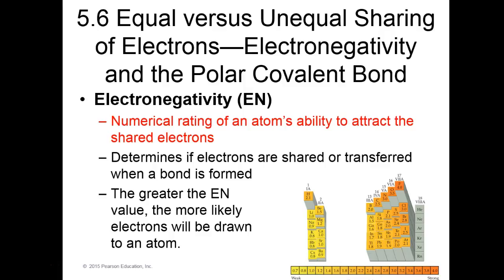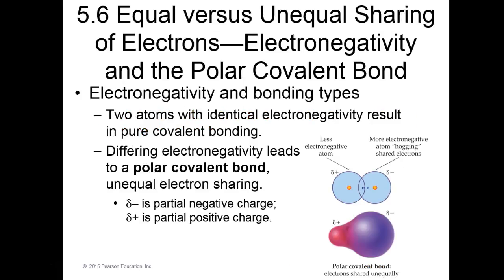So electronegativity is the numerical rating of an atom's ability to attract shared electrons. It determines if electrons are shared or transferred when a bond is formed. The greater the electronegativity value, the more likely electrons will be drawn to an atom. So 2 atoms with identical electronegativity result in a pure covalent bond. But if we have different electronegativities, this will lead to a polar covalent bond, having unequal electron sharing.